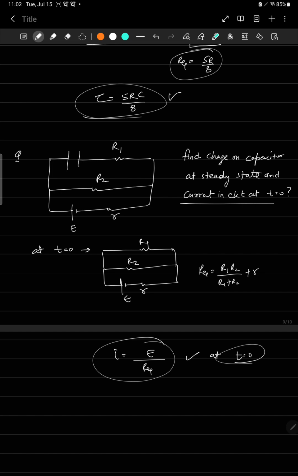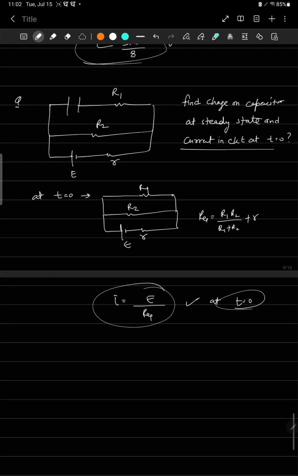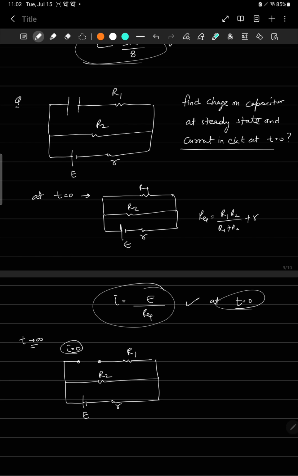But now we need to find the charge on capacitor at steady state. Steady state means t tends to infinity. At t tends to infinity, what happens to the capacitor? It behaves like a broken wire. So this is R1, this is R2, this is the battery, and this is E. Now there's no current in this branch here, so there's no use of R1. Getting my point here? So this is A, this is B.